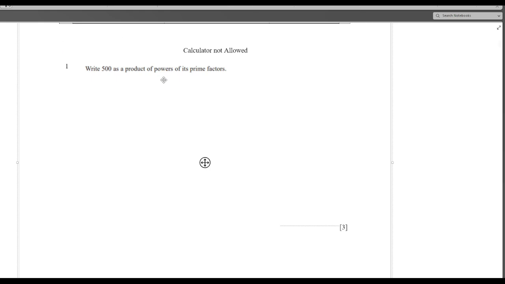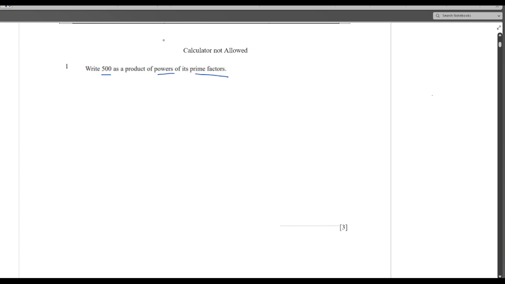Write 500 as a product of its prime factors. So 500 we have to represent as a power of its prime factors. Here prime factor is fine, but they said as a product of powers. Okay, so let us see how we do it.